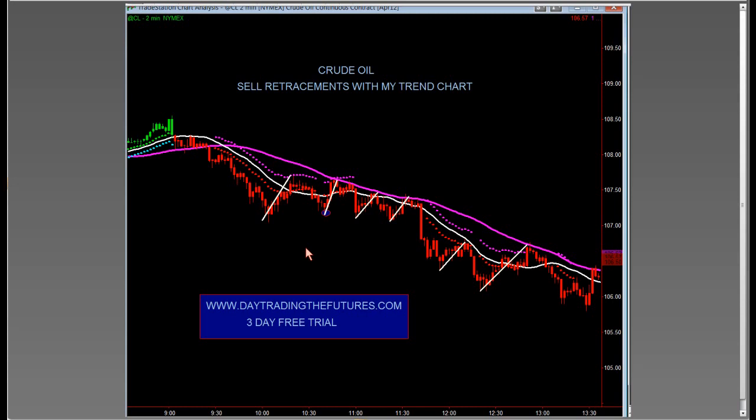How do you get involved in a hard downtrend? I teach you snapback trades into my ATR, average true range stop. Look at this trade right here. Retracement short, retracement short, retracement short. If you buy and sell crude oil, you have to buy and sell retracements in order to make money in crude oil, and I teach you how to do that.